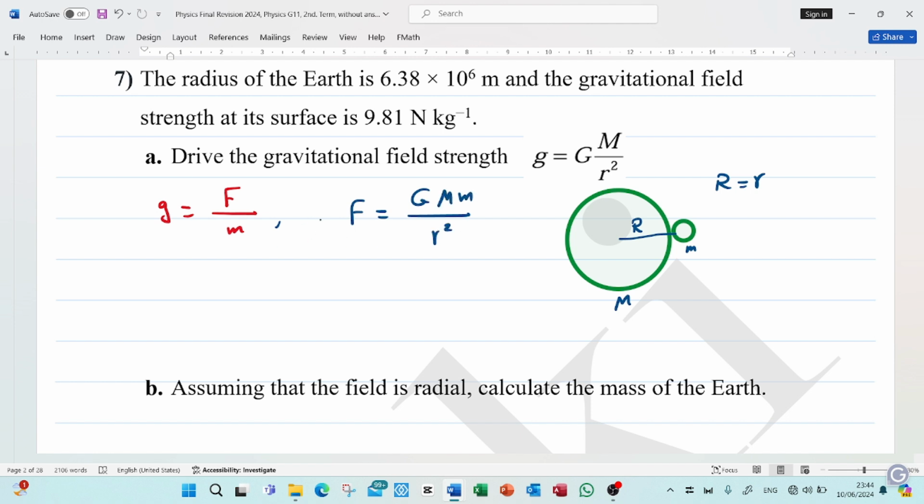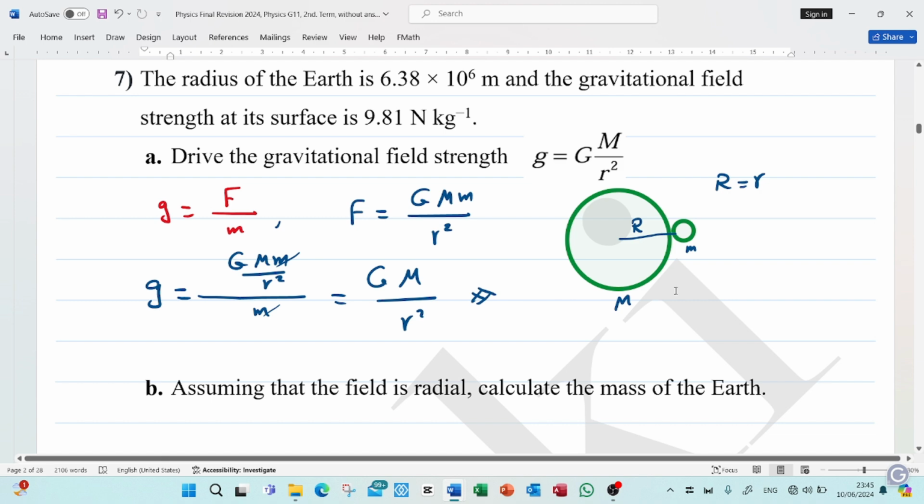Substitute from equation 2 in equation 1. Then g equals G M capital M small over R squared divided by M small. Cancel M small with M small, then you will get GM over R squared. This is the derivation.